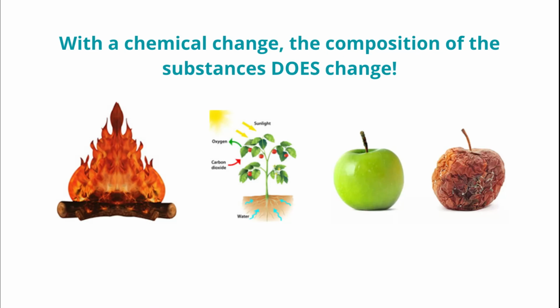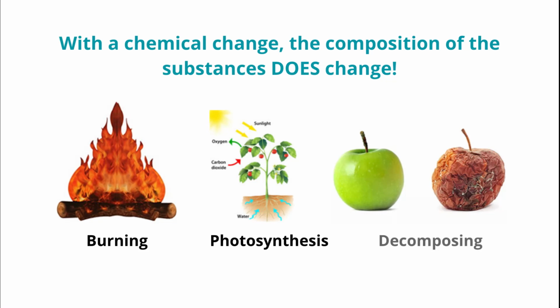Chemical changes, on the other hand, the composition of the substance does change. So, some examples of chemical changes are burning. For example, we're releasing gases and changing the substances itself. Photosynthesis is another example of a chemical change where plants are taking in carbon dioxide and releasing oxygen. So that's a change in substance composition. And then finally, decomposing. So, an apple decomposing, for example, the apple is reacting with the air, creating these new substances that result in decomposing.